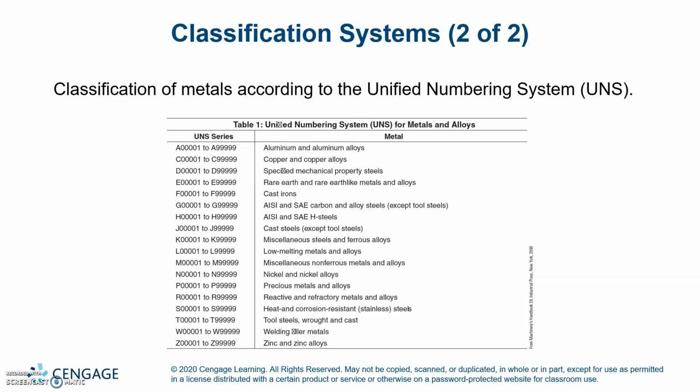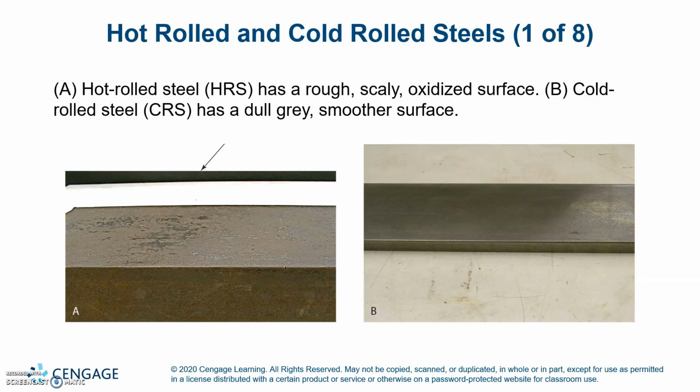P, precious metal alloys. R, reactive and refractory metals and alloys. S, heat and corrosive resistant stainless steels. T is tool steels, wrought and cast. W, welder metals, and Z is zinc and zinc alloys.